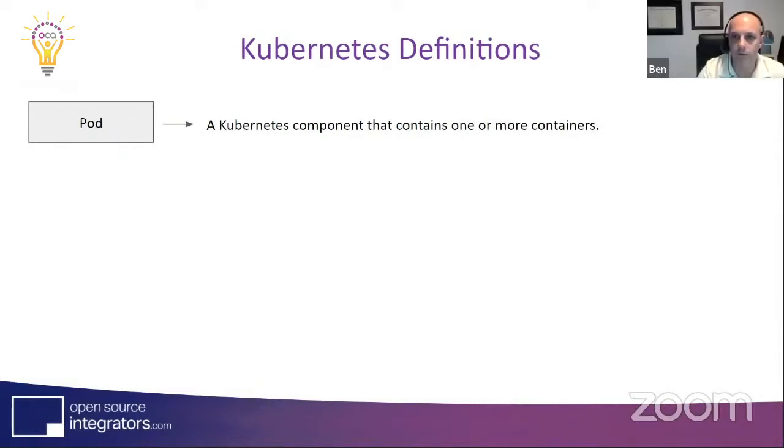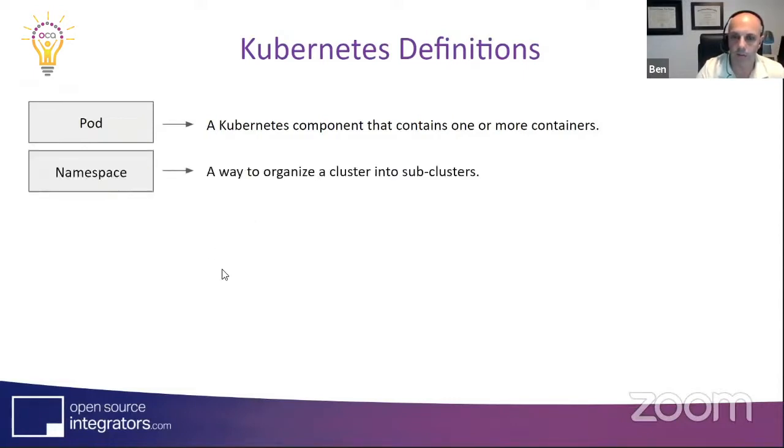Sorry. So some Kubernetes definitions that we have in place here are standard Kubernetes terms, but just to go through them again. A pod is essentially a component of Kubernetes that can hold one or more containers. Next slide. The namespace is how we organize the subclusters.